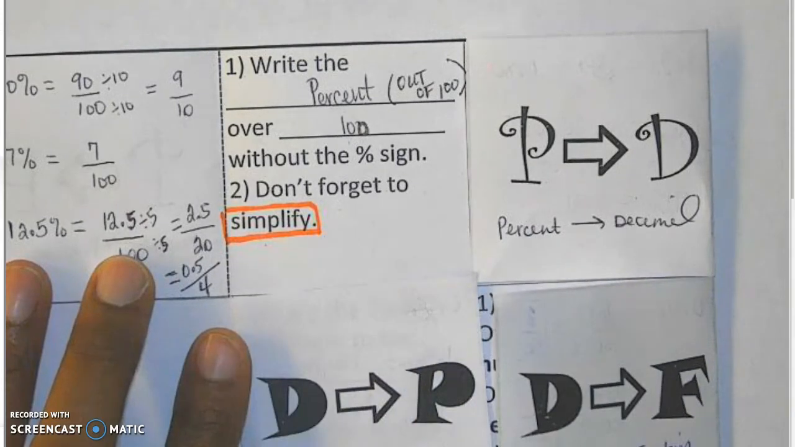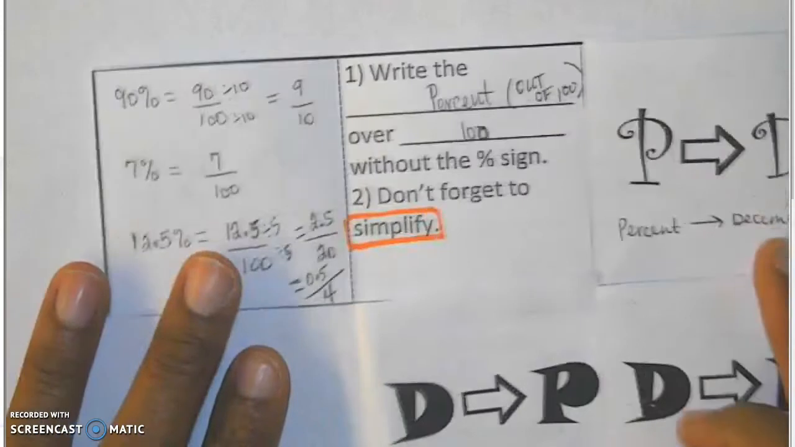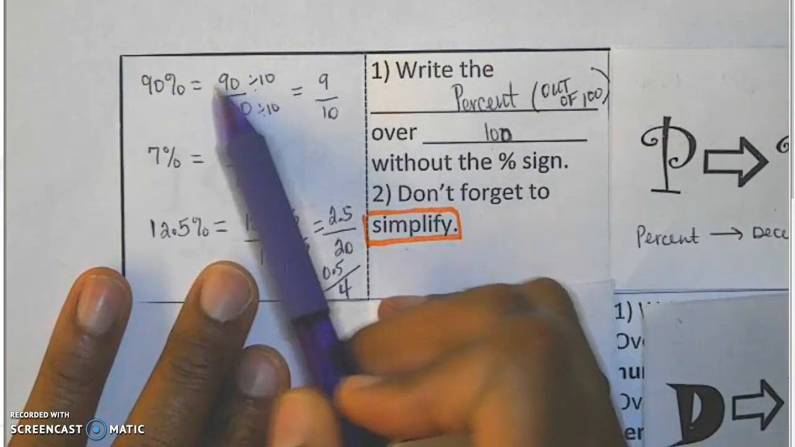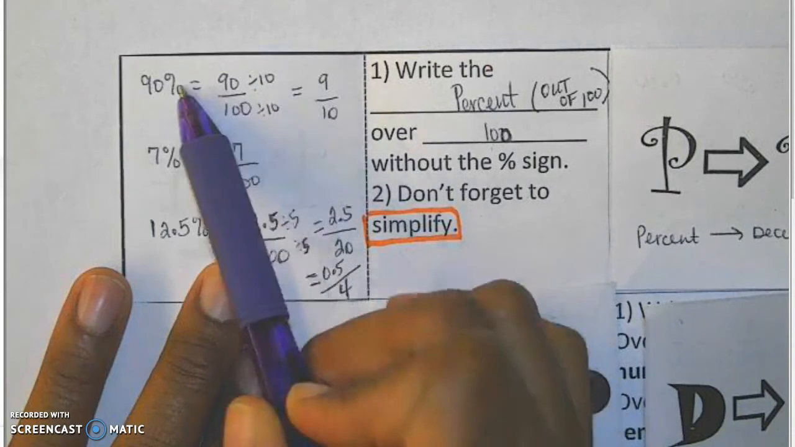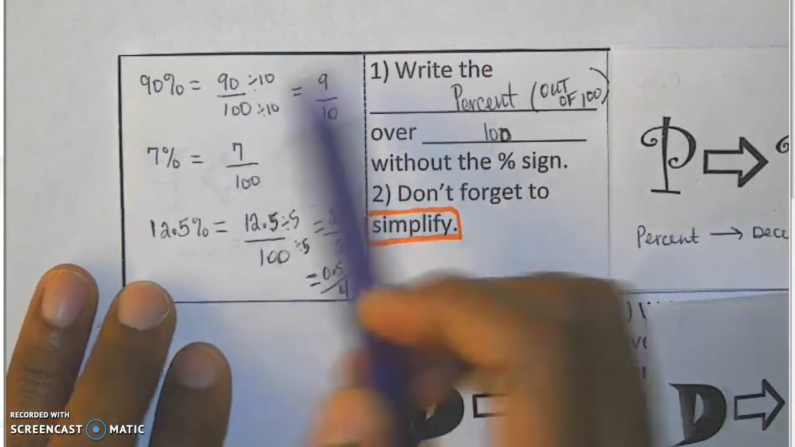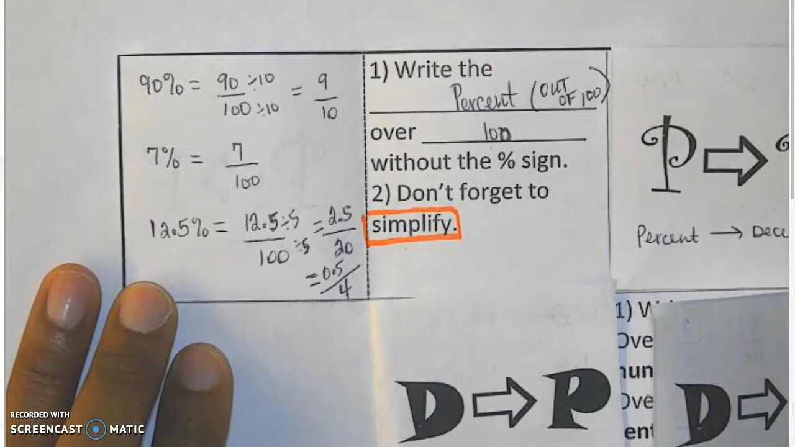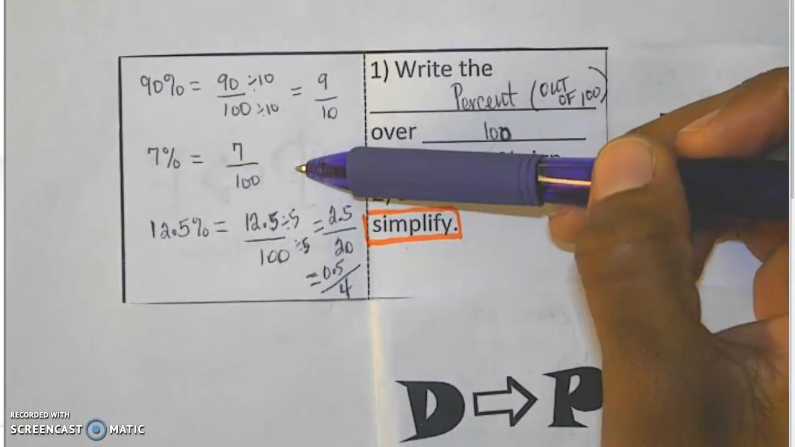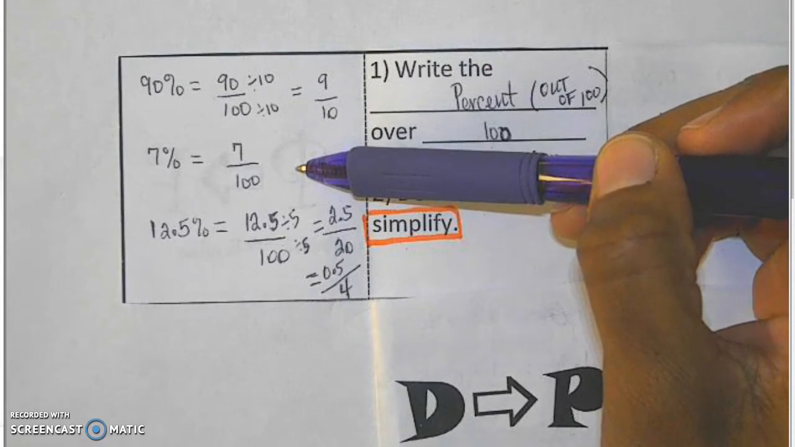Let's go ahead and practice simplifying. Let's look at some quick examples. If I have 90%, I'm going to write 90 over 100 because percent means 100. Then I find my GCF of 10 and I simplify my fraction down to 9/10. If I have 70%, I put 7 over 100. 7 is a prime number. The only factors it has are 1 and 7, and those are not shared with 100 as common factors. So 7/100 is already in simplest form.